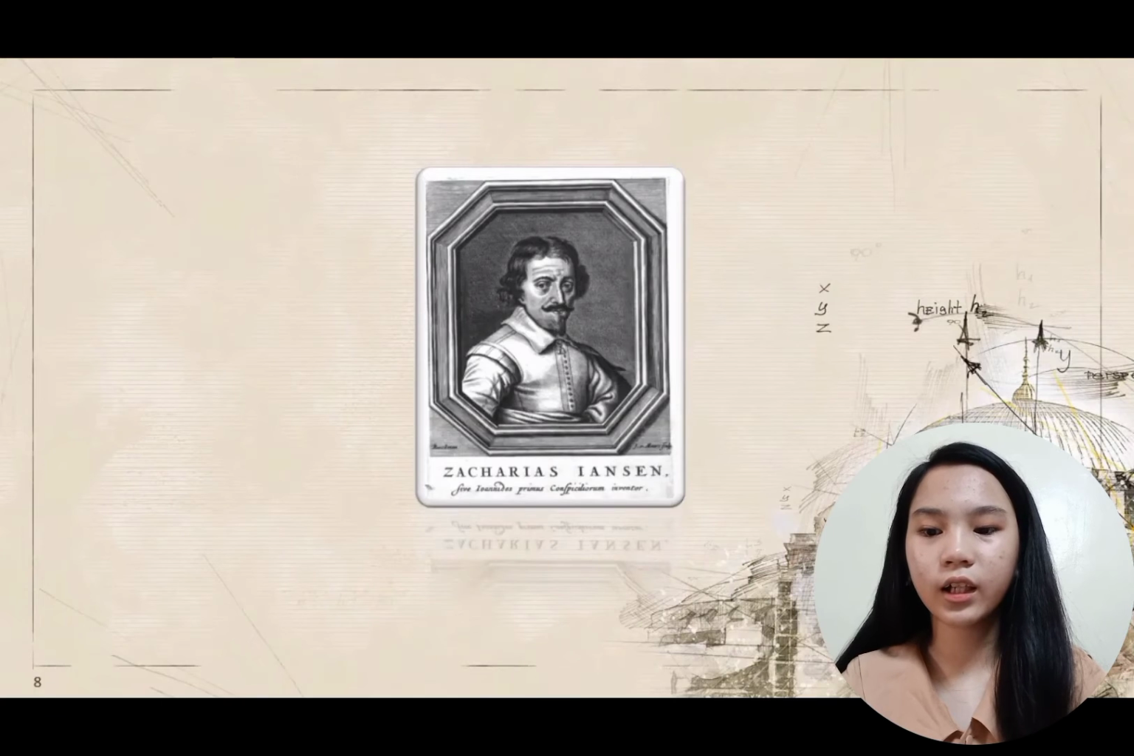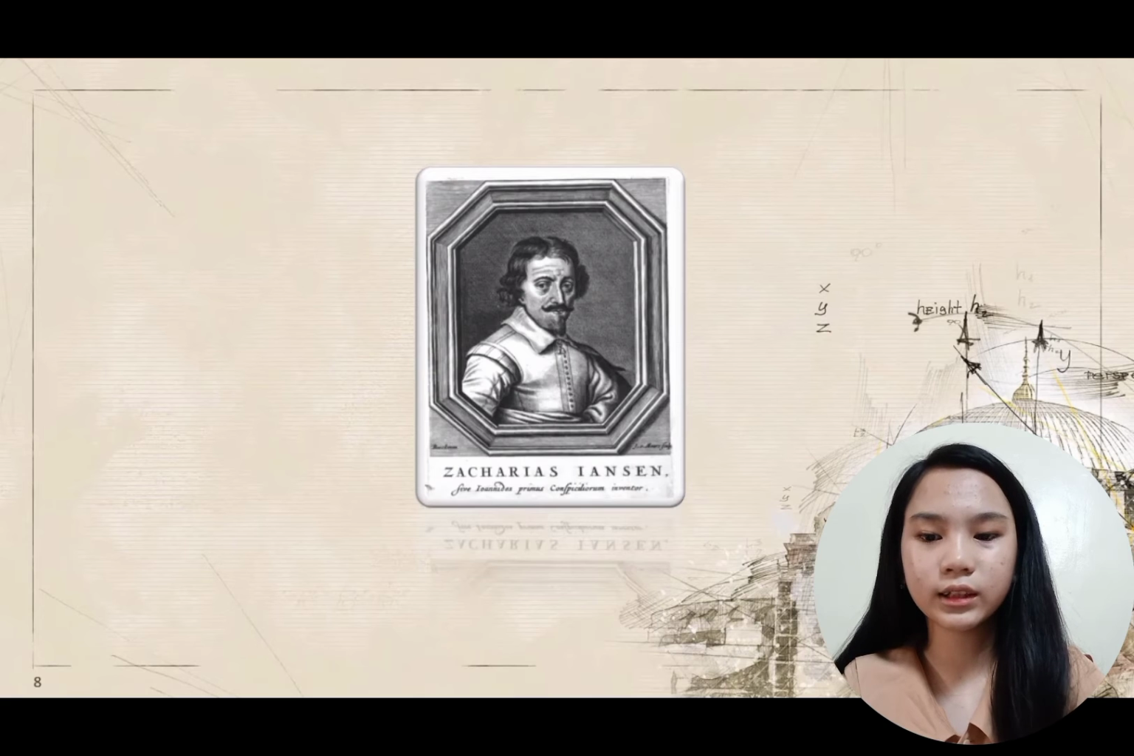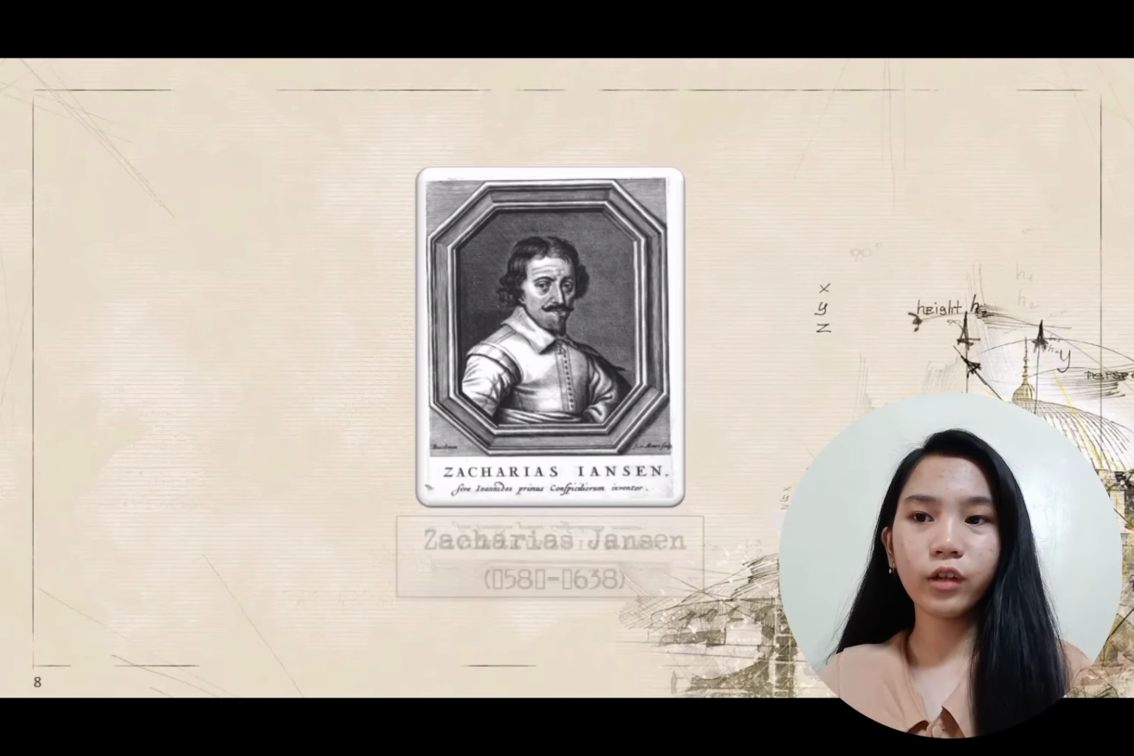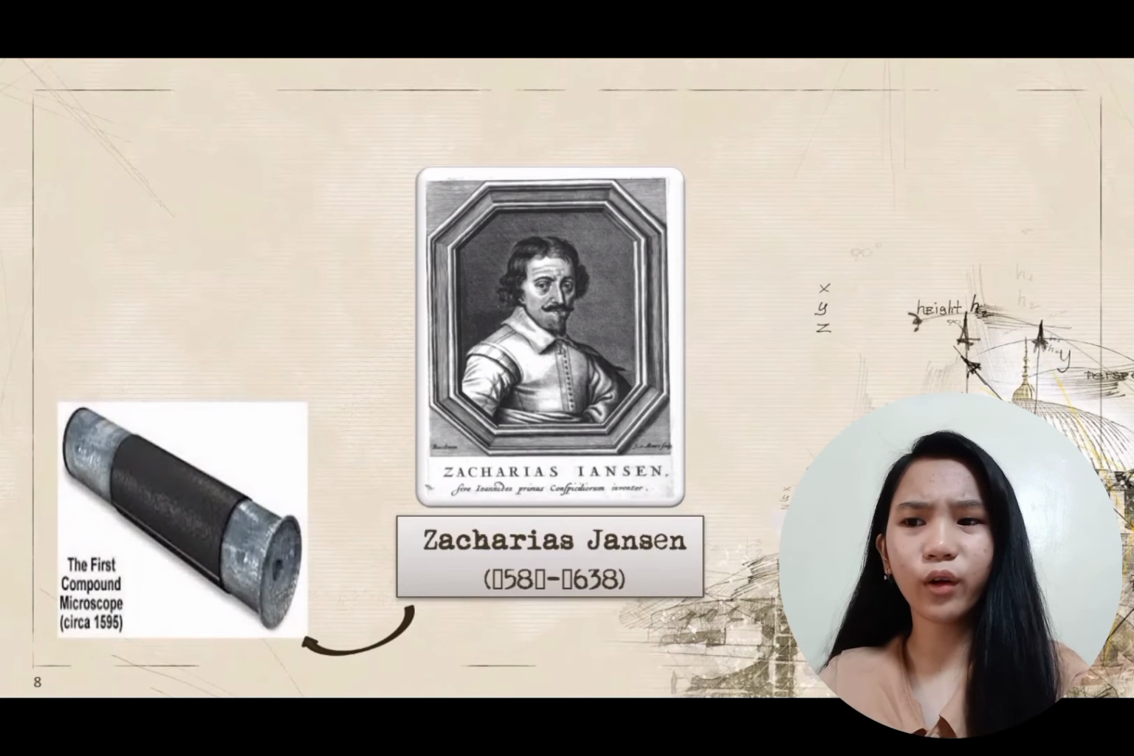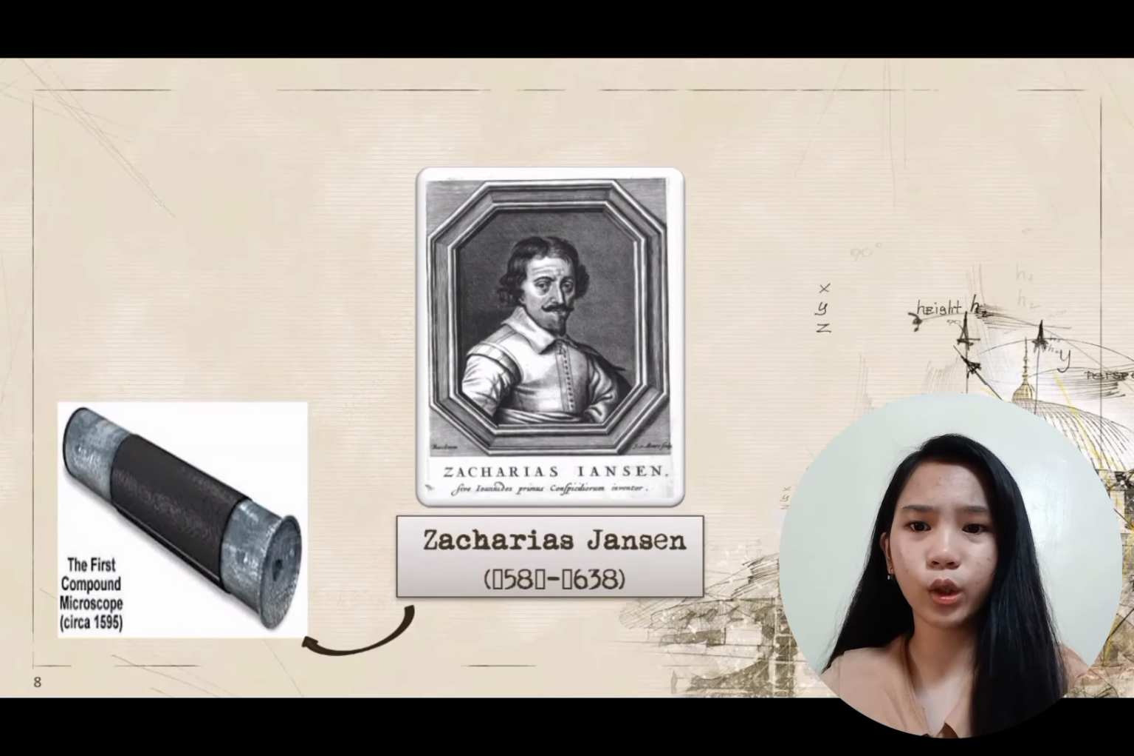First, we have Zacharias Janssen. He was born in 1581 and died in 1638. He was the one who invented the very first compound microscope. For millennia, the smallest thing humans could see was about as wide as a human hair. But when the microscope was invented around 1590, suddenly we saw a whole new world of living things in water, in our food, and under our nose. That is thanks to the microscope. This is how the first microscope looked, just like a metal tube.